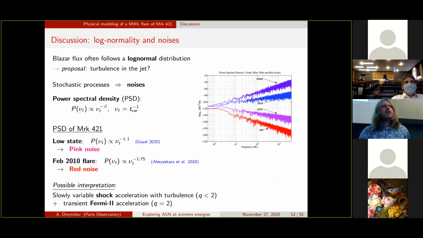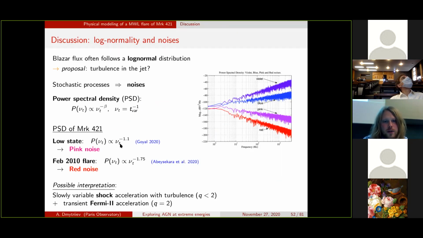So now let's discuss our model a bit. Blazar flux often shows a log-normal distribution, and we propose that this might be due to turbulence in the jet. Various stochastic processes induce noise, and how the amplitude of the variability is distributed over the time scale is described with the PSD, power spectral density, typically a power law in inverse variability time scale. If the slope is 2, it is red noise, and 1 is pink noise.